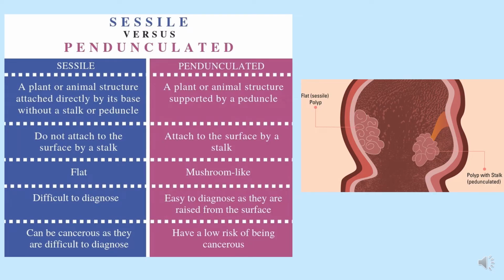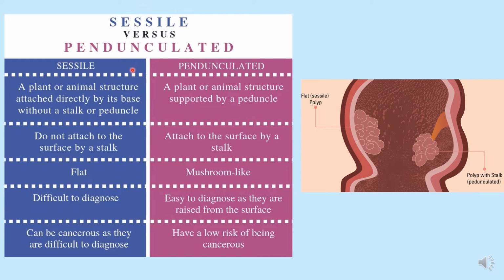Now, what exactly are pedunculated and sessile? This is a very beautiful diagrammatic representation, an infographic, of a growth. If you imagine this to be mucosa, then a growth like this which has a broad base attached to the mucosa would be a sessile growth, in this case a polyp. Whereas when you have a polyp that is growing out of the mucosa with an attached stalk, very similar to a bunch of grapes, then you call it pedunculated.